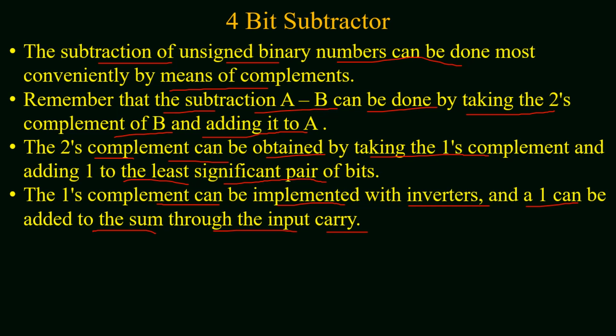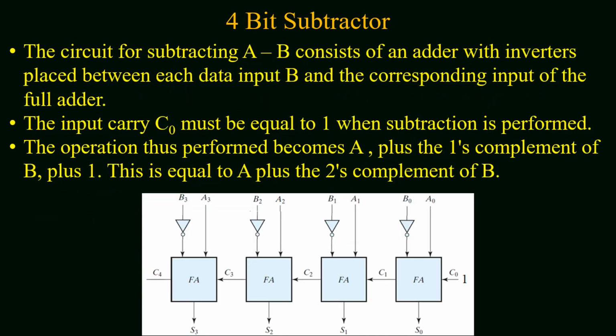of a full adder. So the circuit used for subtracting A minus B will consist of full adders with inverters placed between each data input of B and the corresponding input of the full adder. Now the input carry C0 must be equal to 1 when the subtraction is performed. Thus the operation becomes A plus 1's complement of B plus 1, and this will be equal to A plus 2's complement of B.